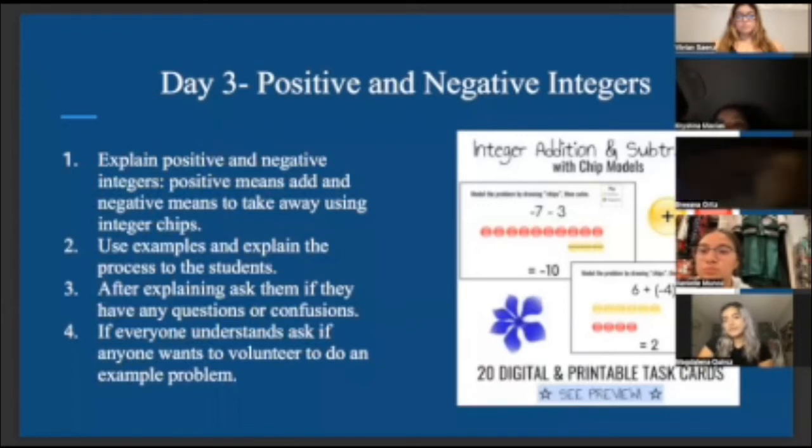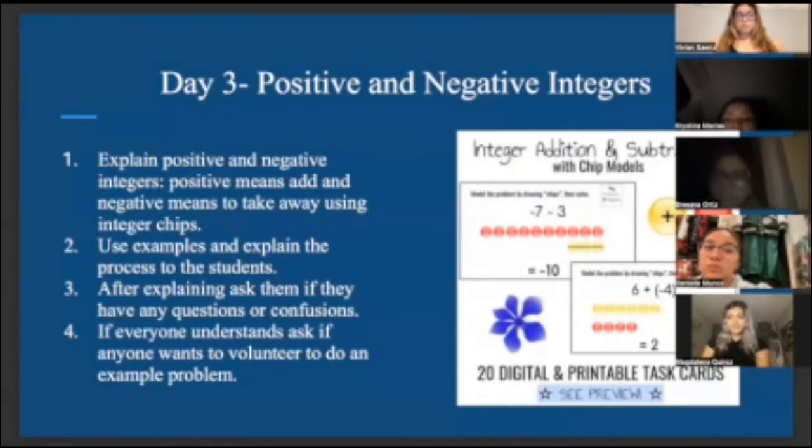And then in the other example, there's 6 of the chips, which is the yellow ones, which are positive. And then they'll have the -4, which is red. And then you'll get 2 from those. Then we'll use examples and explain the process to the students. After explaining, we'll ask them if they have any questions or confusions. If anyone has any questions or doesn't understand it, then we would ask someone to volunteer to do an example problem to make sure that everybody understands it.